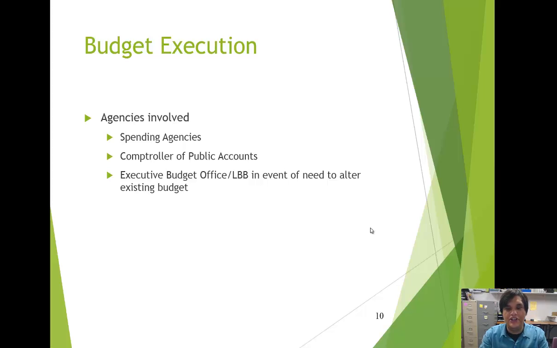Now with the execution of the budget, you have a number of agencies involved. You have the spending agencies, the actual individual agencies that spend the budget. You have the Comptroller of Public Accounts, who can actually manage the budget a little bit more and decide whether money should be spent there or not. And then you have the Executive Budget Office and the Legislative Budget Board in the event of need to alter the existing budget.